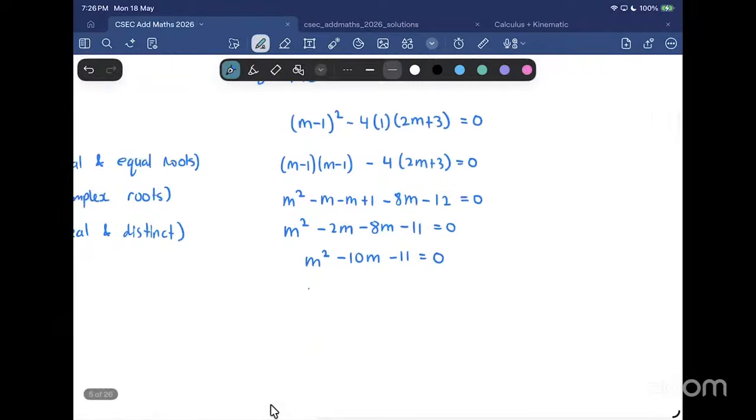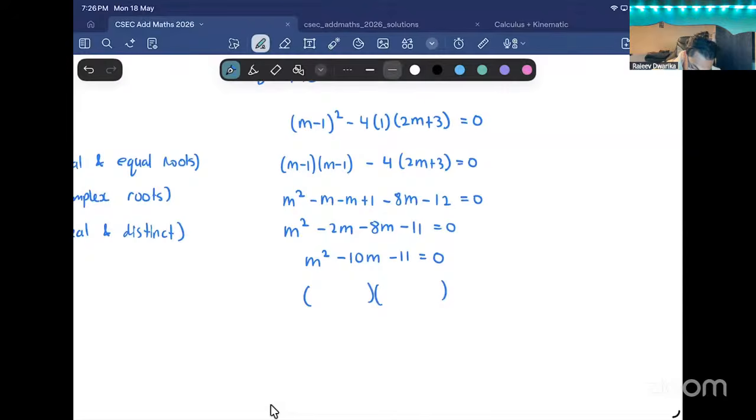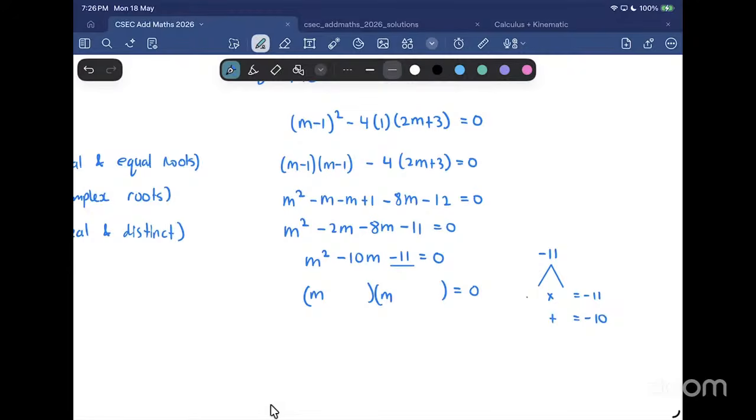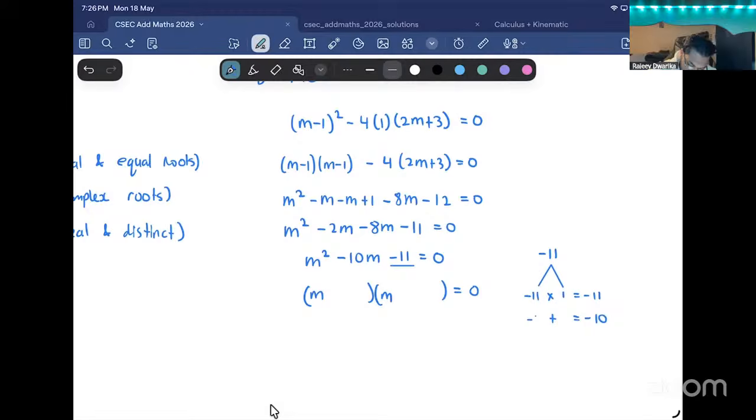So now you have to factorize this. So that's going to be m by m. We're going to look at the last term. The last term is negative 11. What two numbers would multiply to give you negative 11, but add to give you the middle term, which is minus 10? Minus 11 plus 1. Right. So I put minus 11 here, and I put plus 1 over here. Cool. And so m minus 11 will be equal to 0, and m plus 1 will be equal to 0.